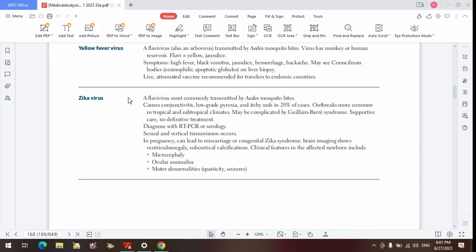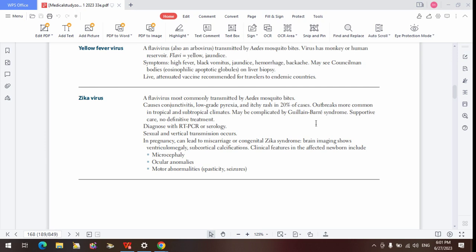Then the YZ. The Y is yellow fever. Then the Z is Zika. So we've talked about Zika: three things, the pyrexia, the itchy rash, and the conjunctivitis. It's one of those things that can cause Guillain-Barré in addition to Campylobacter. I think I've said it before. When there's a previous infection with Zika, the person can develop Guillain-Barré. There's no definitive treatment too.